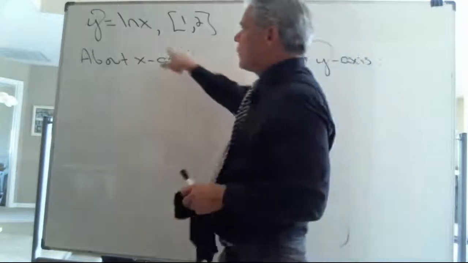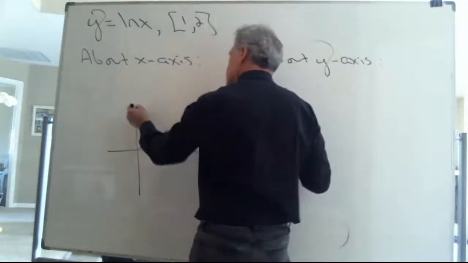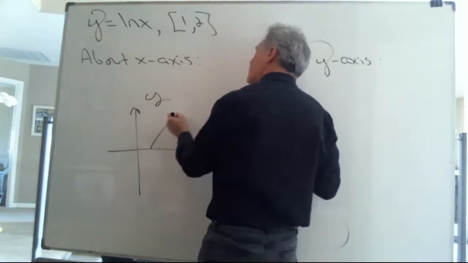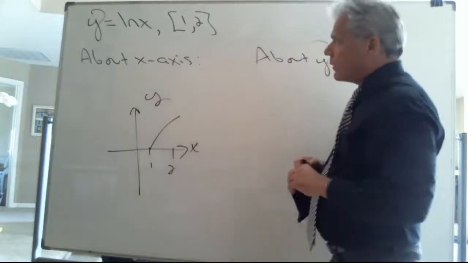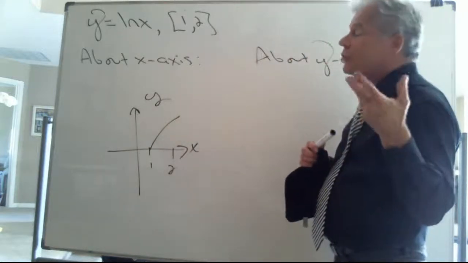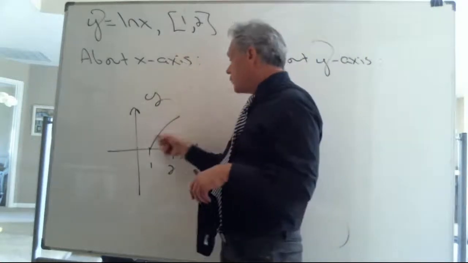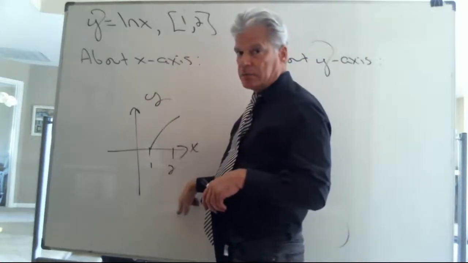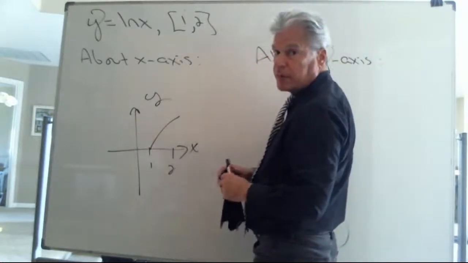I want you to consider the graph of this equation. We know what it looks like, over the interval from 1 to 2. And I want to compute, or at least set up, an integral that would determine the area of the surface of revolution obtained by revolving this curve right here about the x-axis. When I'm done, I'll revolve about the y-axis. Two completely different shapes, don't you agree?